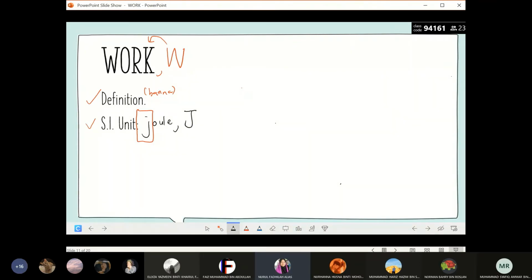J is the symbol for the unit. W is the symbol for the word work. So don't confuse the term symbol. When I ask you about unit, I don't mean symbol. Symbol is not unit. Unit has its symbol, and the physical quantity work also has its symbol. I repeat this so that you won't still be confused in Form 5. I hope you are clear about the differences between those two.